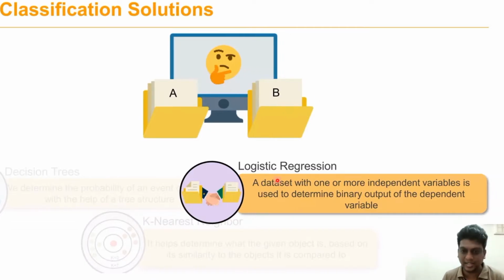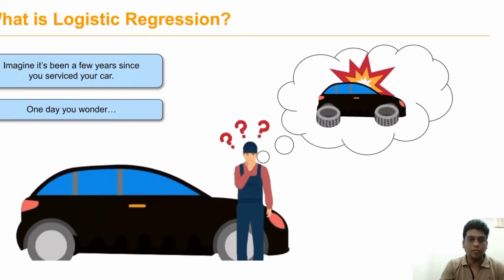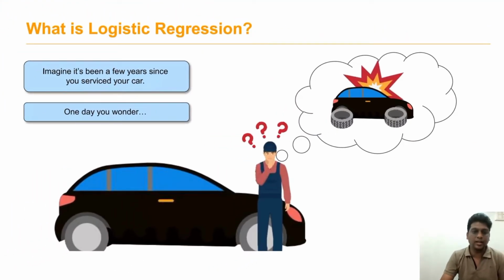Here we have data sets with one or more independent variables which help to determine the binary value of the dependent variable. Suppose you have both dependent and independent variables. In linear regression also we consider that the dependent variable is the crop yield and the independent variable is the rainfall. So when you have more independent variables, it helps us to find the binary output of the dependent variable. So if you are buying a car, but we don't know when the car service is going to be next time, how long the car will work without any service.